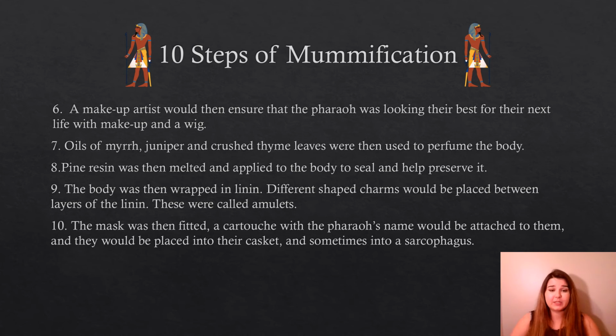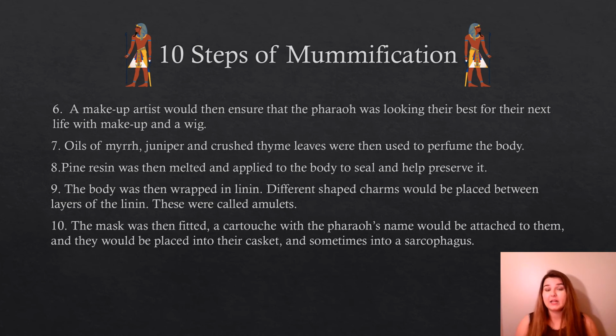So step number 7, oils of myrrh, juniper, and crushed thyme leaves would then be used to make the body not smell bad. It'd kind of be like perfume or cologne that people use these days to make sure that they smell good, because a decomposing body does not smell nice. And then step number 8, pine resin would be melted on top of the body.